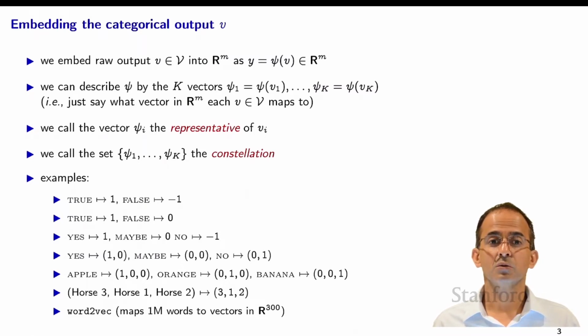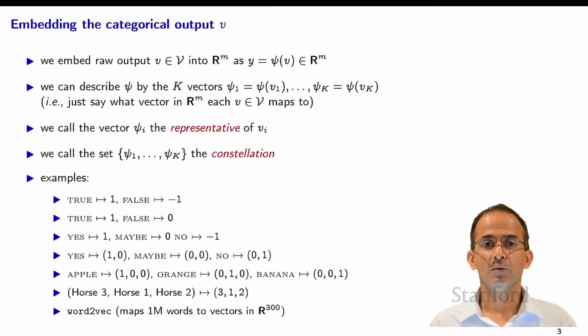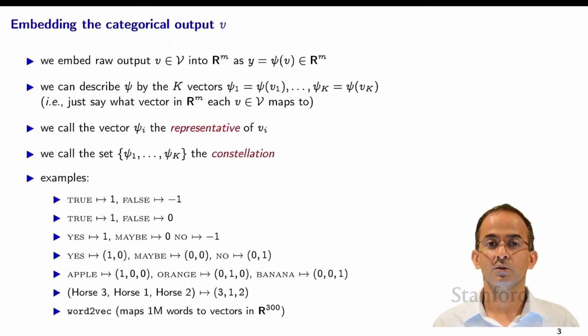Another thing we might do is a one-hot embedding, where we have, say, three categories: apple, orange, and banana. And we map apple to E1, orange to E2, and banana to E3, where E1, E2, and E3 are the canonical unit vectors in R3.